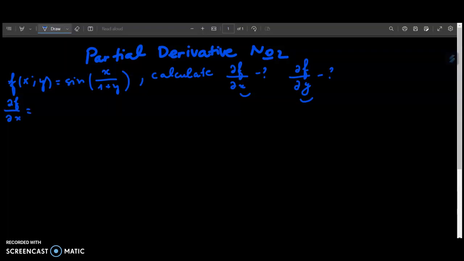So, first of all, as you can see, we should use our chain rule, because chain rule is so important that without chain rule, we cannot do anything right here. So, the chain rule is going to be like this.